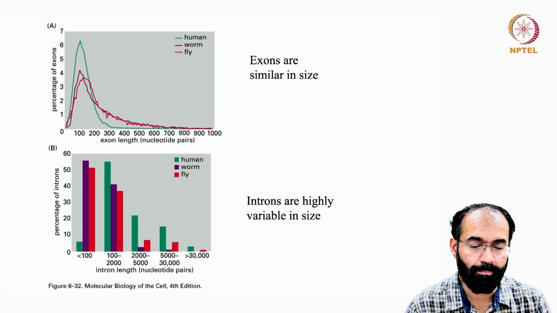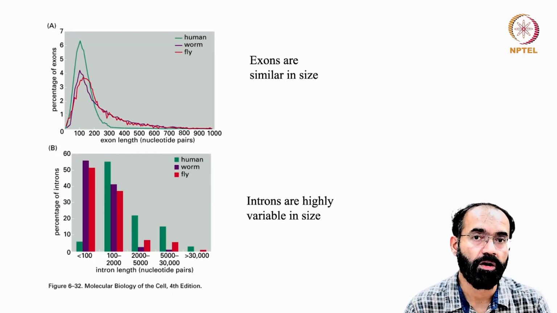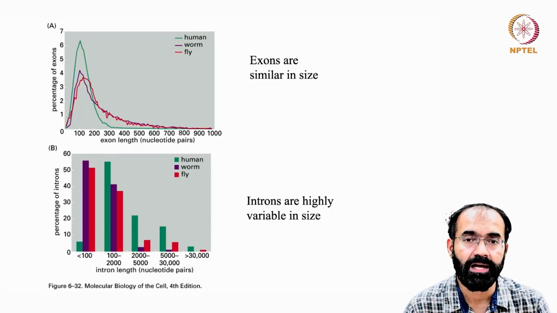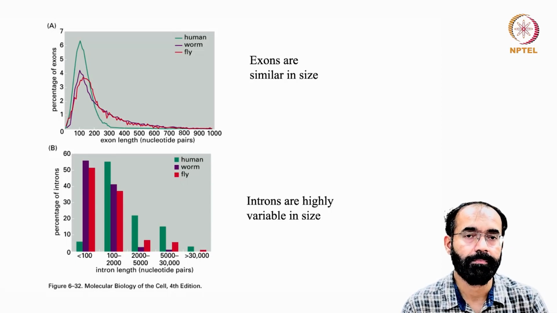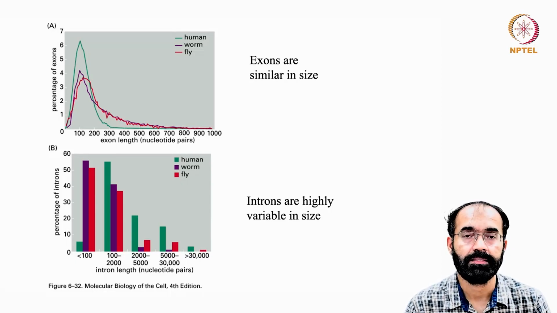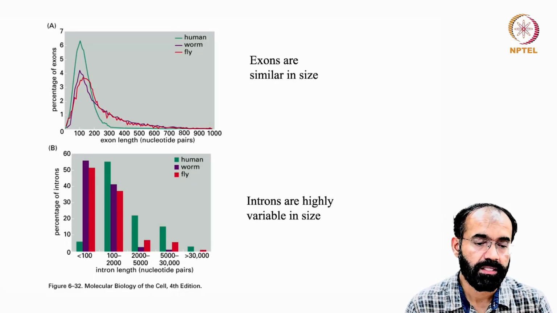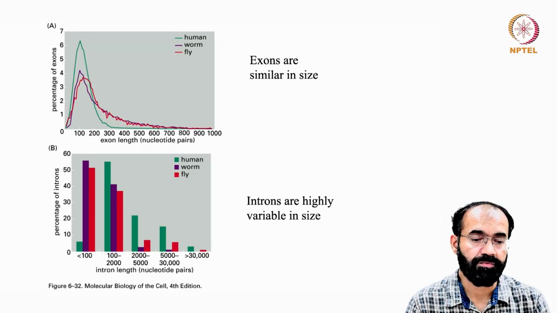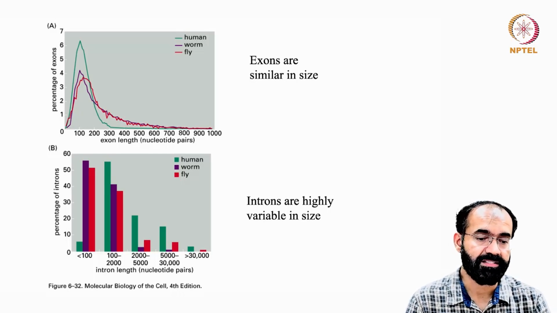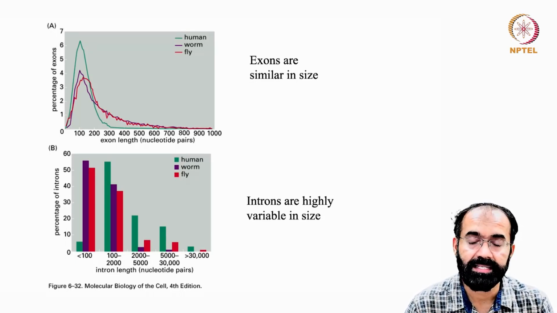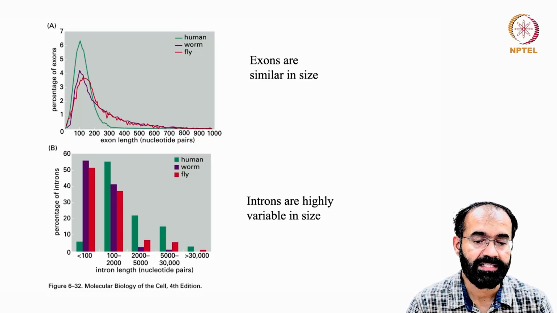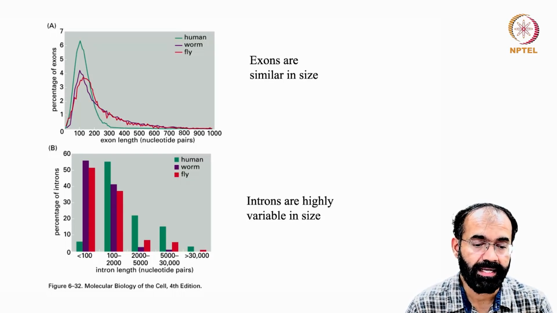So let us now compare exons and introns. Are the exon sizes conserved, or are the intron sizes conserved, etc.? Looking a little bit more in detail into their conservative nature. In the y-axis of this top graph A, you can see the percentage of exons, and in the x-axis you can see the length of the individual exon in nucleotides.